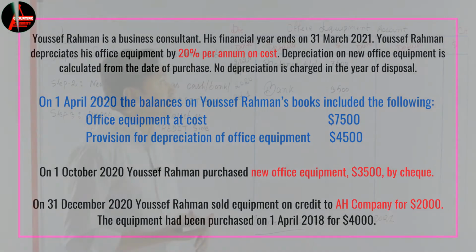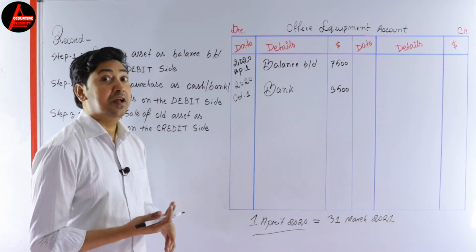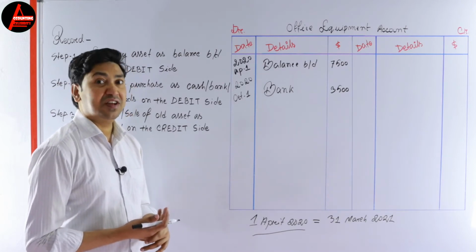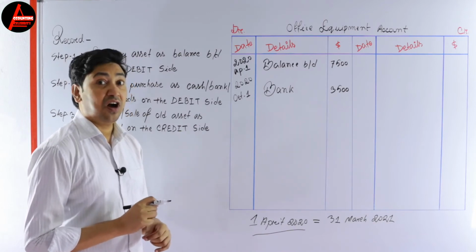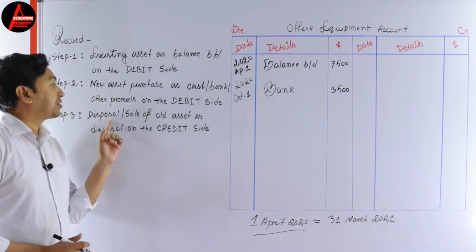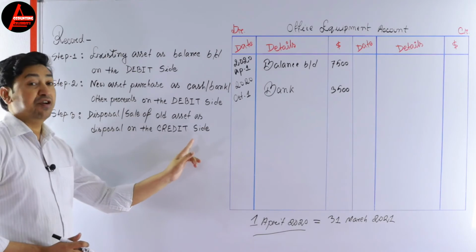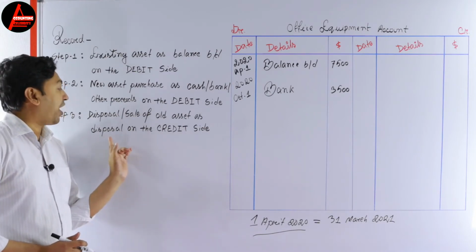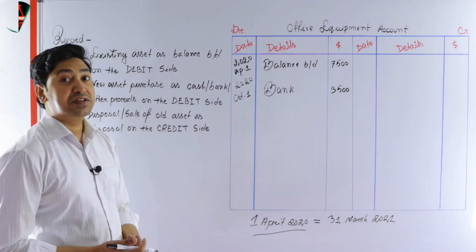Okay. Here an equipment is sold. The value was $4,000, but it is sold for $2,000. Okay, and this equipment is sold on credit. So here we know the third step: disposal or sale of assets is recorded as disposal on the credit side. So we will write disposal on the credit side. So what is the journal here?